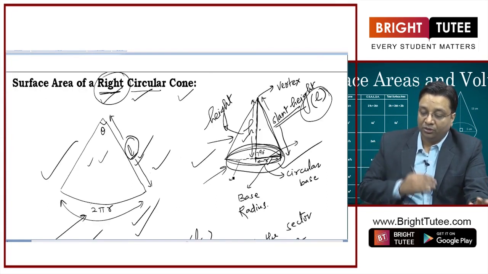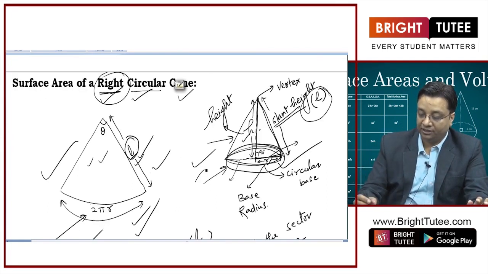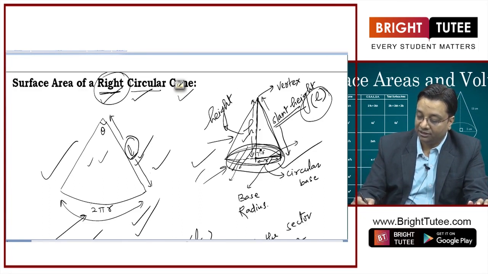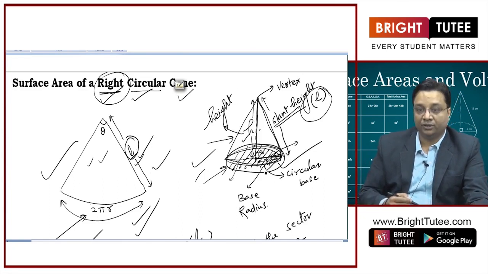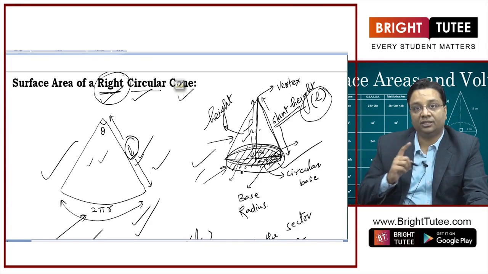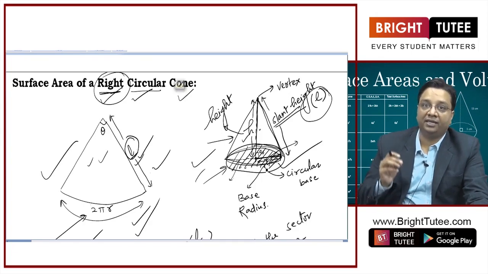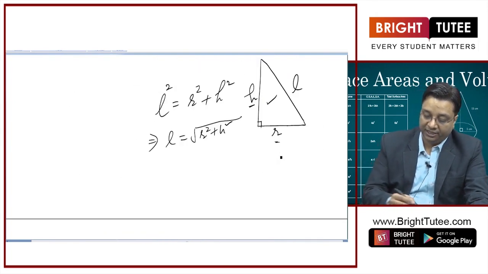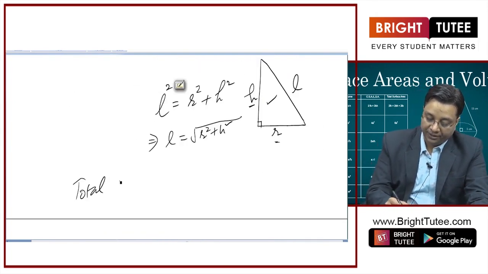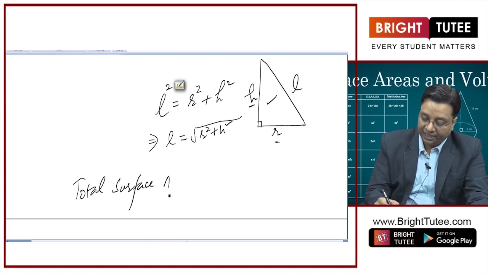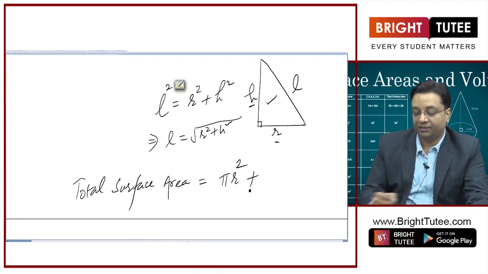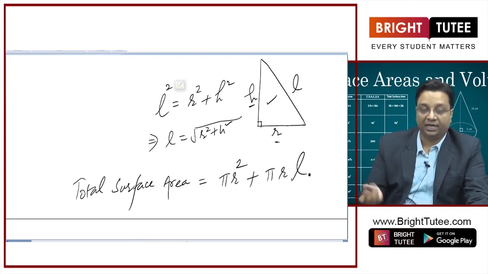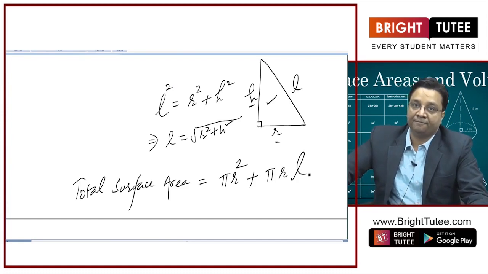Now, if I want to talk about the total surface area of this right circular cone, I will have to consider this circular base also. What is the surface area of this circular base? It is obviously pi radius square, and the radius in this case is R, so pi R square. Now, the formula for total surface area is the base area, that is pi R square, plus the curved surface area, that is pi R L, where R is the base radius and L is the slant height.